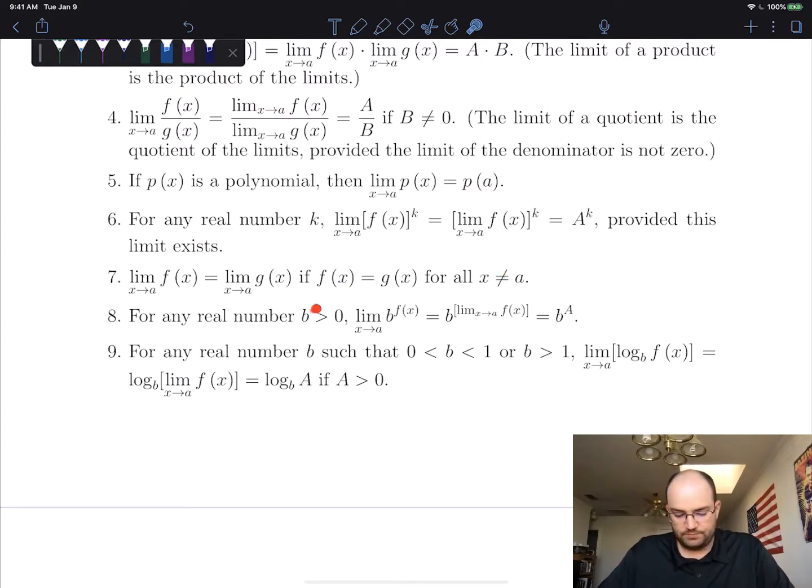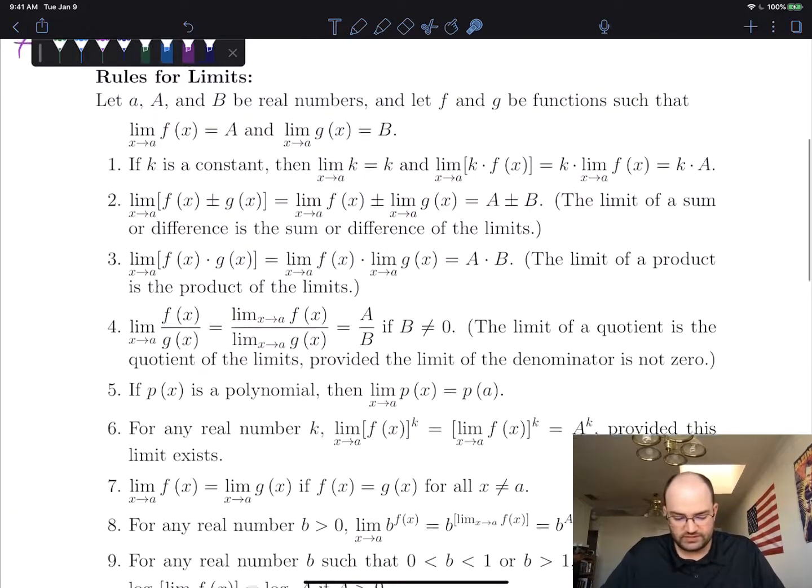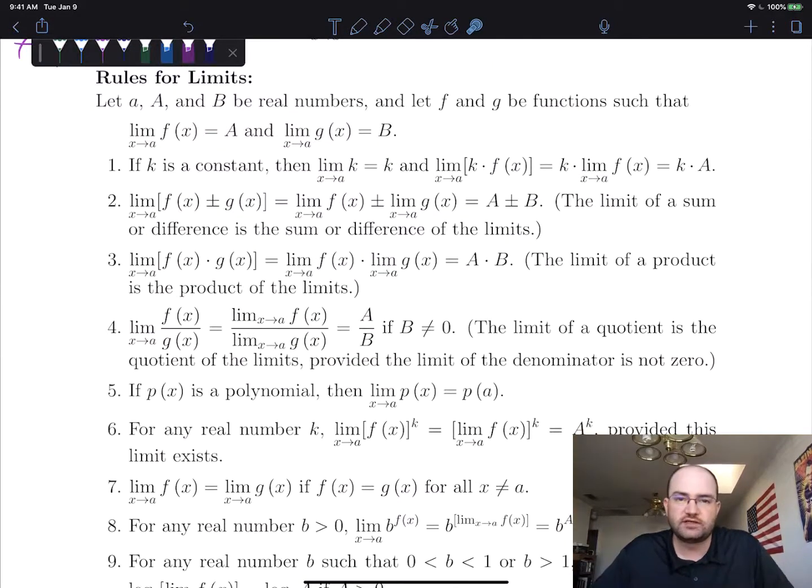For any real number b greater than 0, the limit as x approaches a of the exponential b to the f of x equals b to the limit as x approaches a of f of x, which is just b to the A power. Again, just plugging in the value. And the same thing happens with logarithms. So really what all these rules for limits are telling us is simply that if the function is, well, in quotes, well-behaved, then you can just plug in the function value to get the limit.